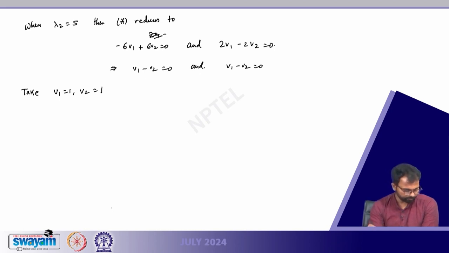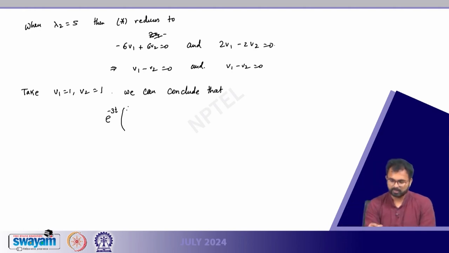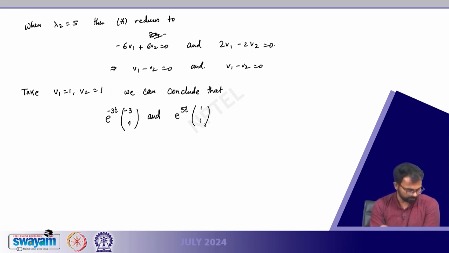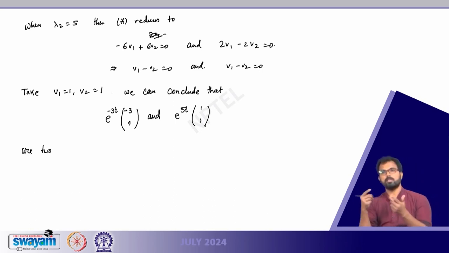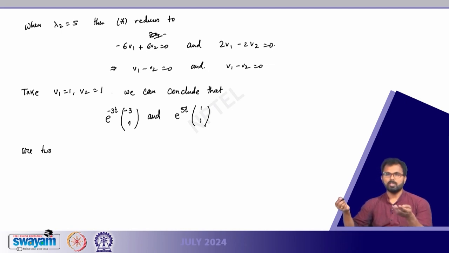Therefore, we can conclude that e to the power minus 3t, with the values we have taken, minus 3 and 1, and e to the power 5t with 1, 1 are the two solutions. If you write in terms of constants, then V1 equals V2 equals some constant k. For every value of k you are getting a solution. So the second eigenvector would be V1, V2 equal to k, k. If you take k equals 1, then 1, 1 is one of the eigenvectors.